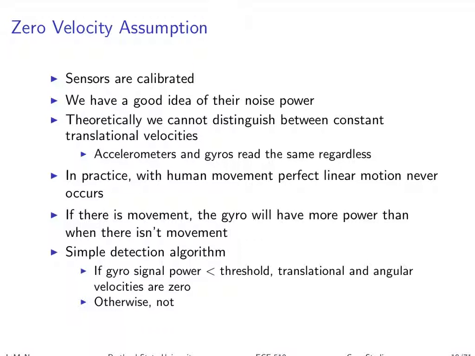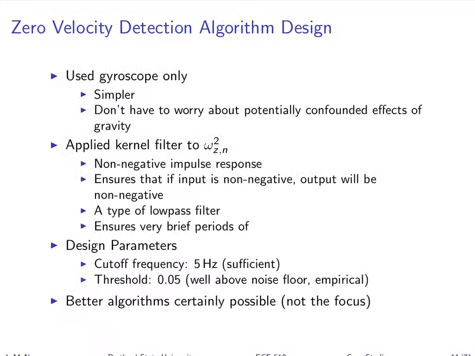So I made a simple detection algorithm to detect when this is at rest and when it's not. And basically, if the gyro signal power is less than some threshold, then I can assume that it's at rest and we've got zero velocity. Otherwise, I don't have zero velocity. And in the algorithm design, I only use a gyroscope just to make it simple. I've done much more elegant things, but this was easy to do and easy to explain. And it's not really the emphasis anyway, so we shouldn't get too caught up in how well the zero velocity detection algorithm works. I haven't even shown you yet why I'm doing this. But it's easier to work with a gyroscope, and I don't have to worry about the confounding effects of gravity when I do this.